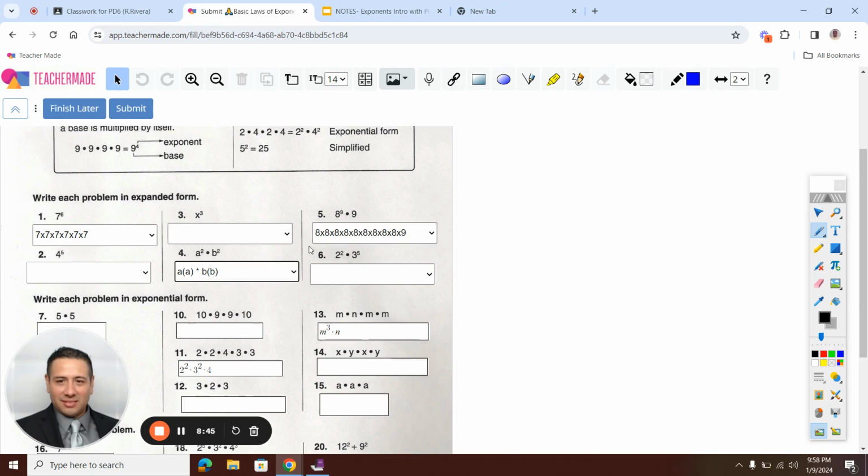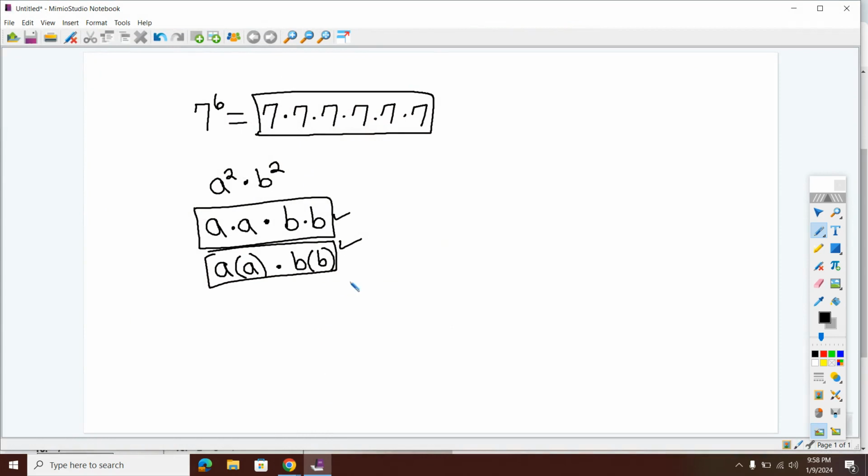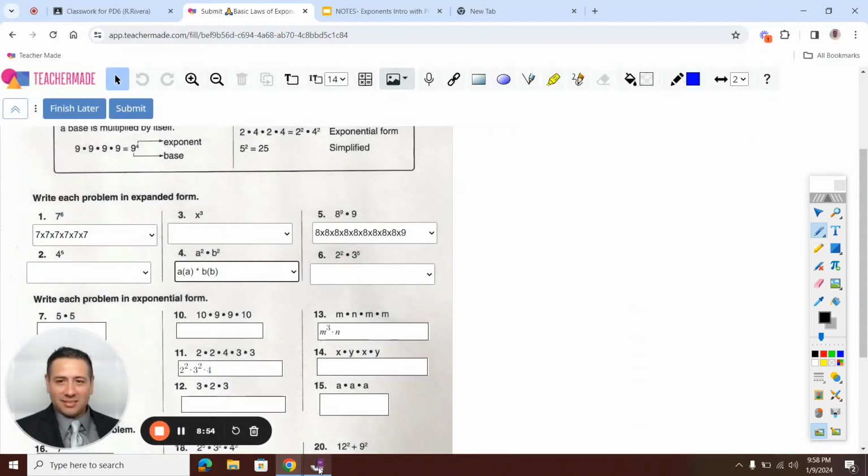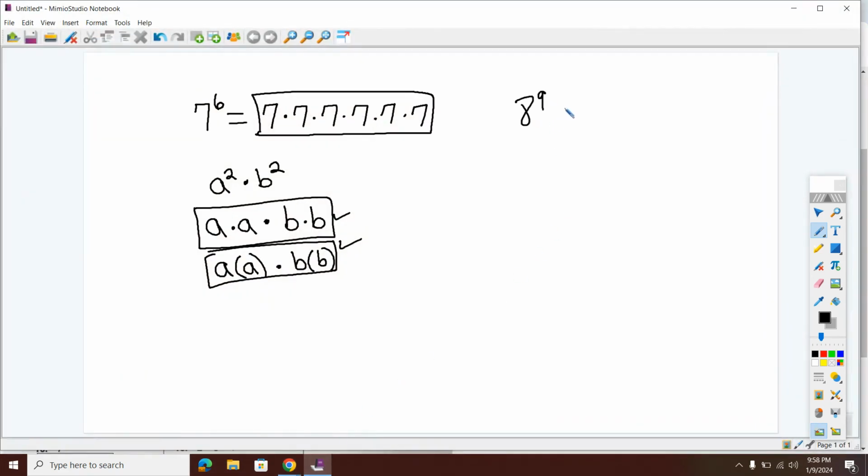Okay, then number 5, same thing. We have 8 to the 9th power, I think. What was it? Let me check. Yeah, times 9. So my first thing is to take care of this one. We're just expanding. What does this mean? It means 8 times 8 times 8 times 8 times 8 times 8.